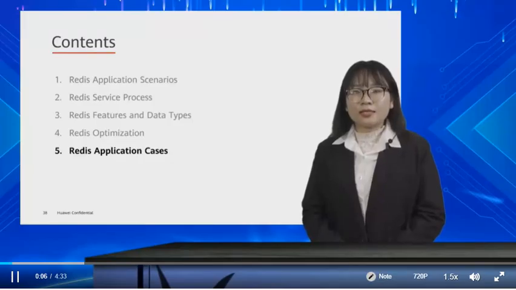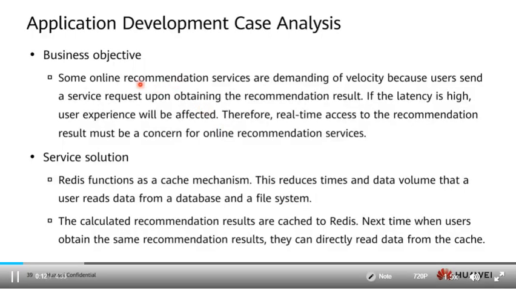In the last section, let's see a typical case in which Redis is used. Well, an online recommendation service is depending on velocity because users send a service request upon obtaining the recommendation result. If the latency is high, user experience will be affected. Therefore, real-time access to the recommendation result must be a concern for such online recommendation service.